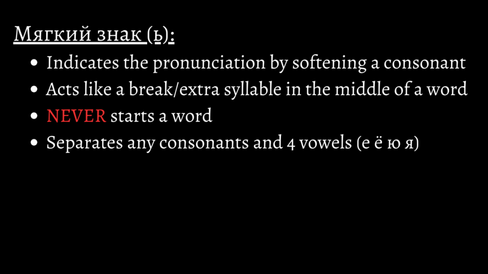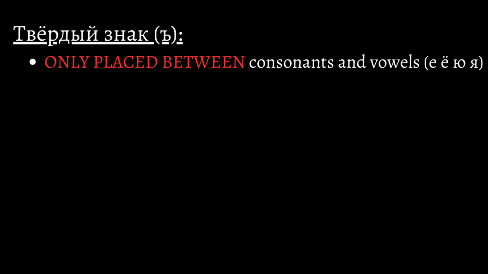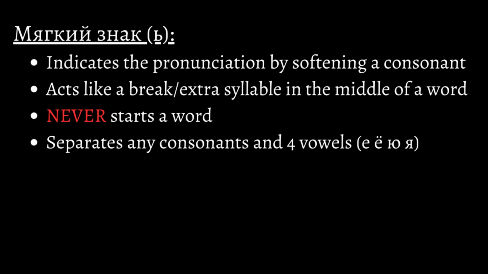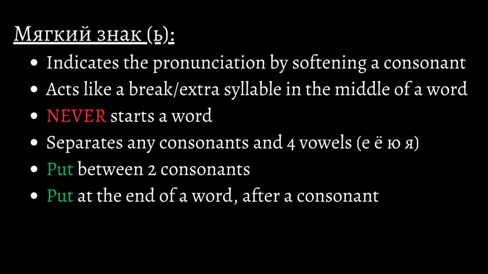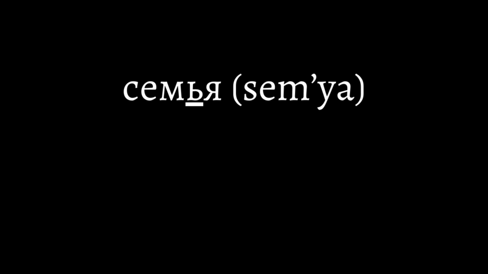So it's placed between consonants and vowels, specifically these four. However, what makes the myagkiy znak different than the tvrdy znak is that the myagkiy znak is used way more, and therefore it has more variations in which it is used. For instance, the hard sign can only be placed between consonants and vowels, and the soft sign can do the same. However, the soft sign can additionally be put between two consonants and at the end of a word after a consonant.